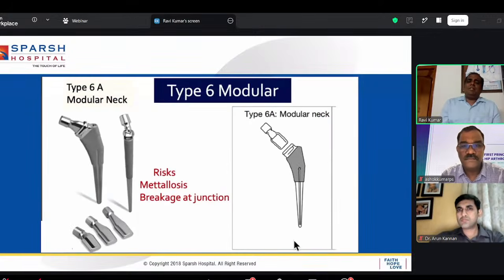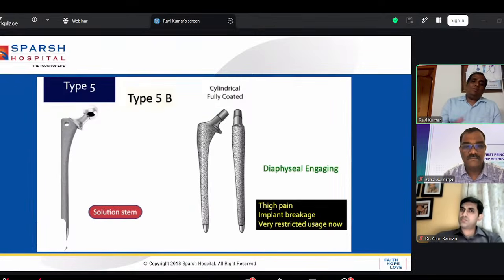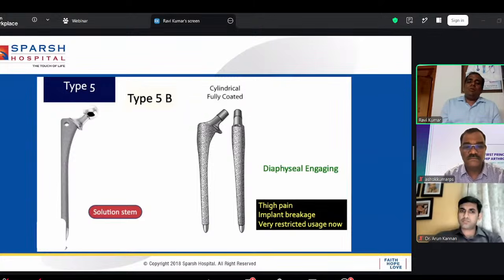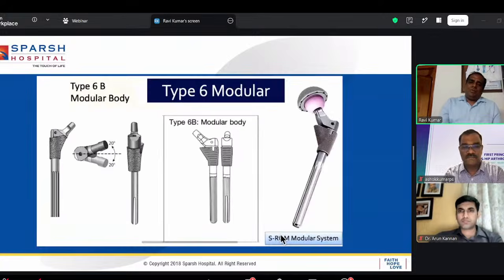6 is divided further into A, which has a modular neck, in the trial and also as the real implant. But there is a lot of risk of metallosis and breakage at the junction. So of late, it is not so popular. Then comes 5B, which is the cylindrical stem. The majority are cobalt chromium, and it is a fully coated stem. Because of a lot of implant breakage and thigh pain, nowadays it is not much used.